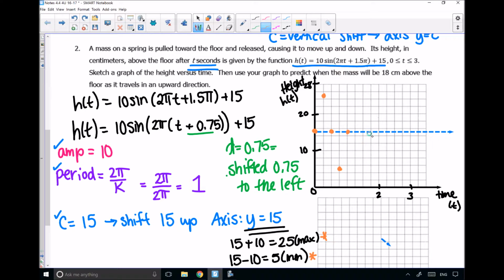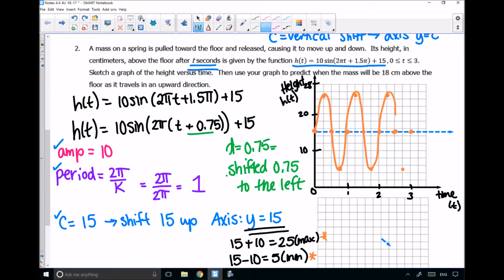So again, I need to complete another cycle between 1 and 2. Between 1 and 2, it will bring me back to my axis. Halfway through, I will also be back to my axis. A quarter of the way through, I'll reach my maximum, and 3/4 of the way through, I'll reach my minimum. And I'll just do it one more time for my third cycle right here. So my halfway point, I know will reach my axis again. Quarter of the way is my max. 3/4 of the way is going to be my minimum, and then I can connect my dots right here. So this is what my graph is going to look like right here.